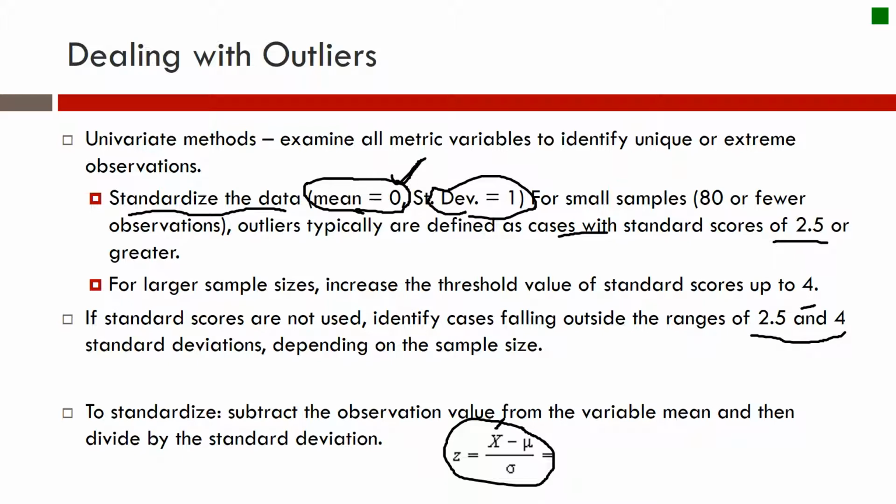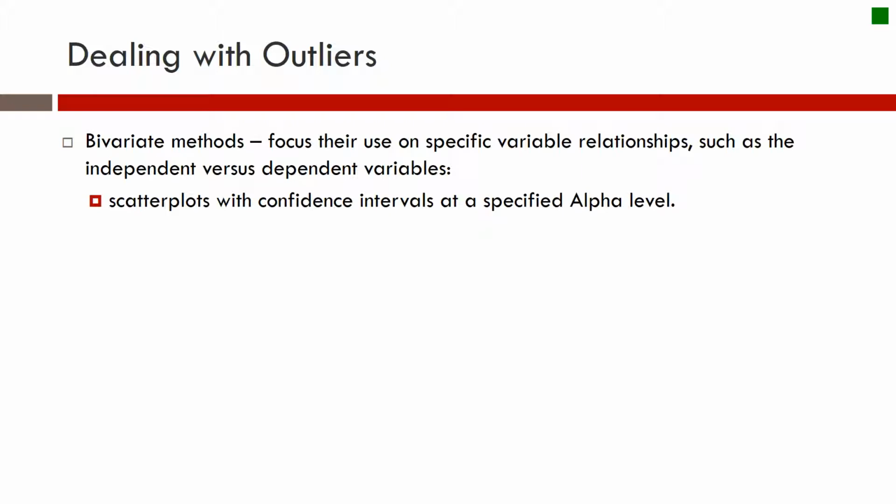Okay, so to standardize, subtract the observation value from the variable mean and then divide by the standard deviation. All right, so that's for an individual variable, but another way to consider outliers is their relationship with multiple variables.